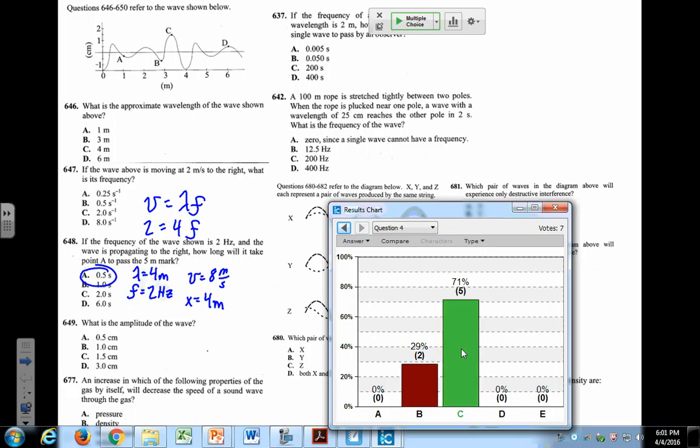So our amplitude is just our maximum displacement. Our maximum displacement is right here, which is 1.5 centimeters. Or you could measure it right here. That's also 1.5 centimeters. That's the maximum displacement.